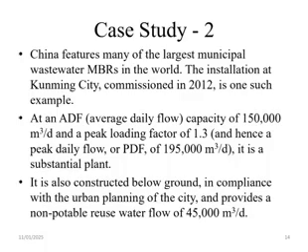We are going to take a look at the second case study. As we know, China features many of the largest municipal wastewater MBRs in the world, and one such MBR is installed at Kunming city, which started in the year 2012. At an average daily flow of almost 1,50,000 meter cube per day and a peak loading factor of 1.3, we can say that it is a substantial plant, and it is also constructed below ground in compliance with the urban planning of the city, and it provides a non-potable reuse water flow of 45,000 meter cubes per day.